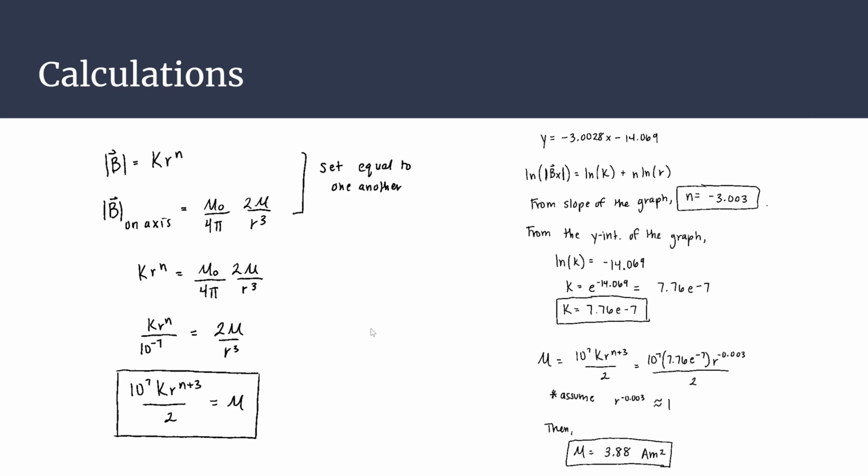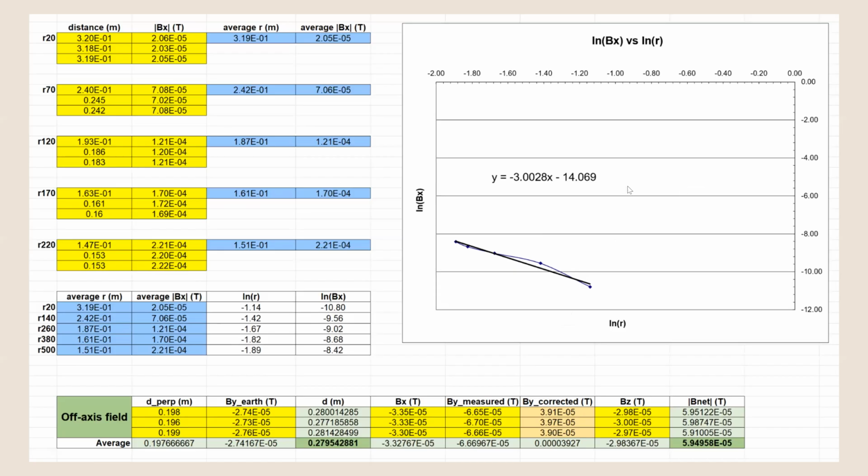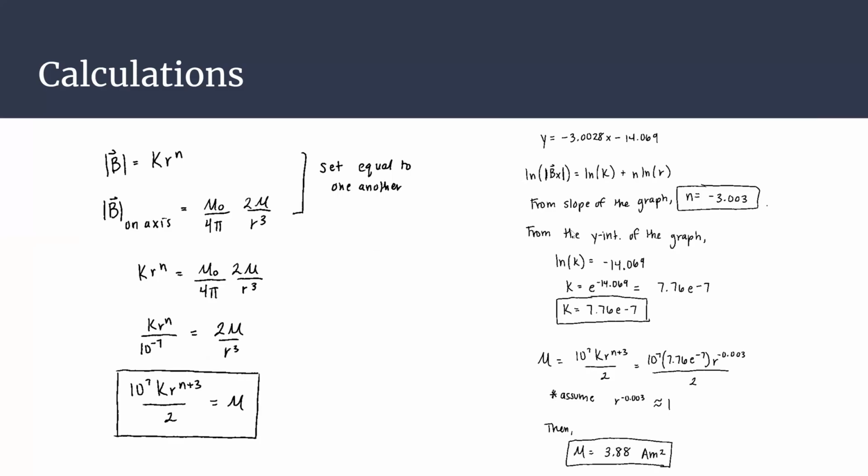When calculating mu, we had to set the distance dependence formula equal to the magnetic field on axis to solve for mu. And then from the graph, we found that N is the slope of the line, and K is related to the y-intercept. So we had to take e to both sides to get K. Or K is not the y-intercept, but we use that to get K. And then we solve for mu using this formula.